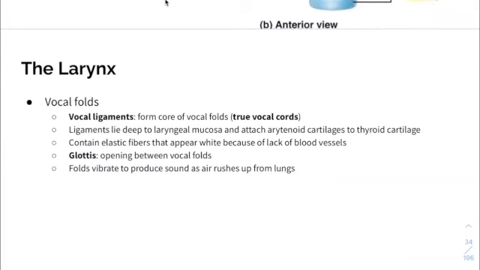So we have in the larynx our vocal folds or vocal ligaments. These vocal ligaments are called our true vocal cords. They attach to the arytenoid cartilages and to that thyroid cartilage. Your vocal cords have elastic fibers, because those elastic fibers allow for good stretch and it recoils back to its normal shape.